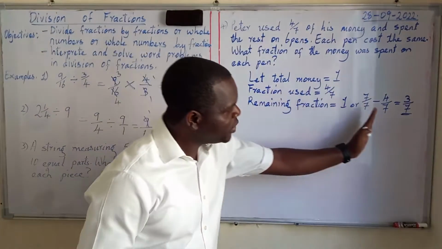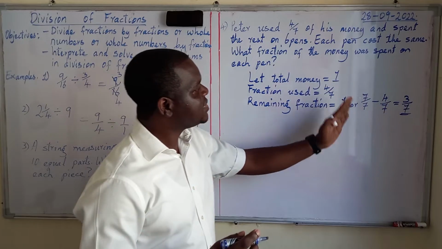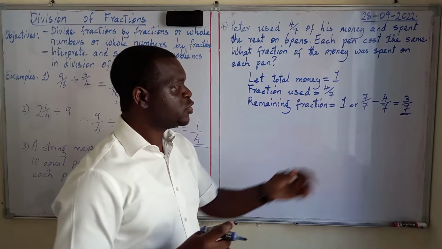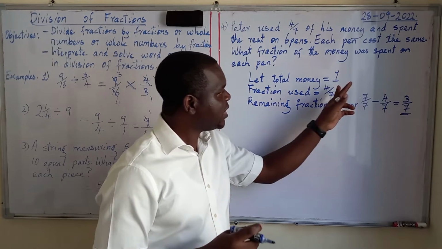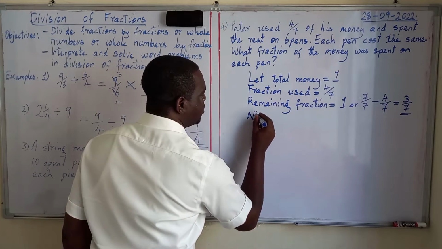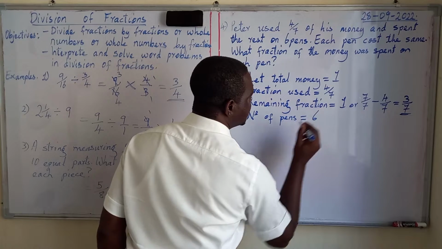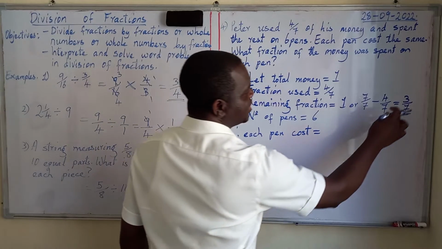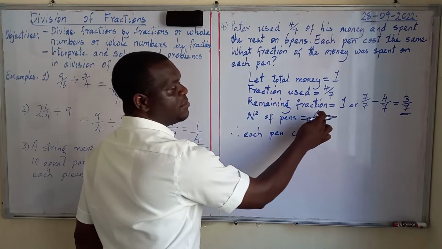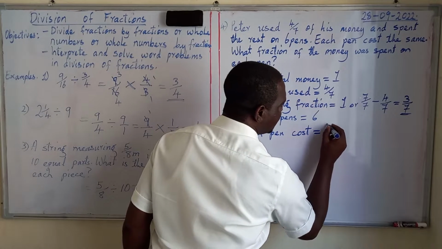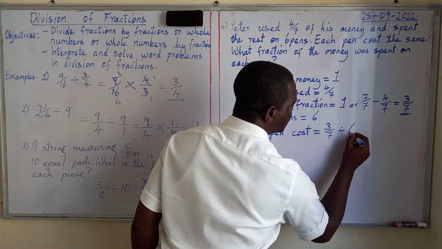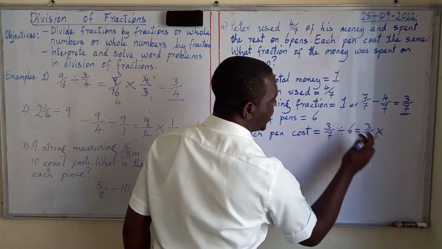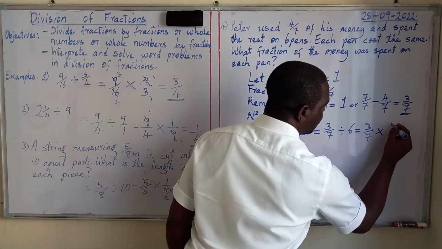Now, at this point in time, what is the next thing? They said he spent the rest on 6 pens. So this is what we are concerned with, and not 4/7. Let's identify the number of pens, which is equal to 6. Therefore, for each pen cost, we take the fraction left and divide by the 6 pens. That is 3/7 divided by 6, which is the same as 3/7 times 6 over 1, and if we invert, it becomes 1/6.